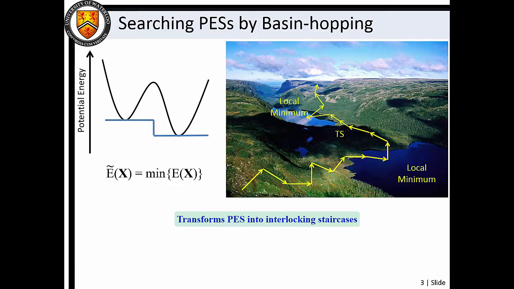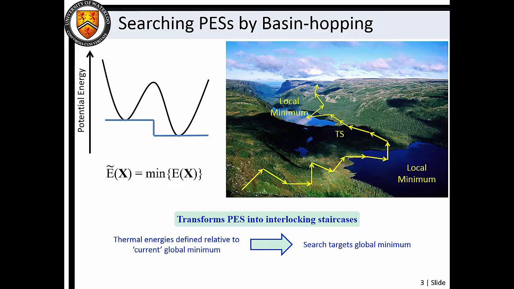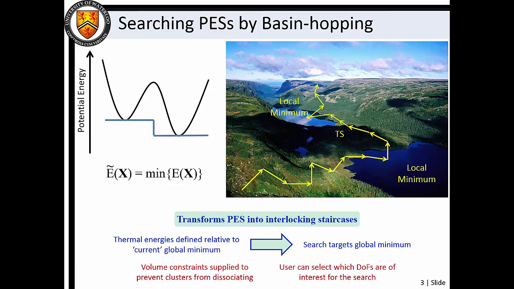This transforms the potential energy surface into a set of interlocking staircases where each unique plateau is associated with a unique structural isomer. By introducing a thermal energy control, our search targets the global minimum or lowest energy structure, and we can introduce user-defined criteria to help speed up the search.